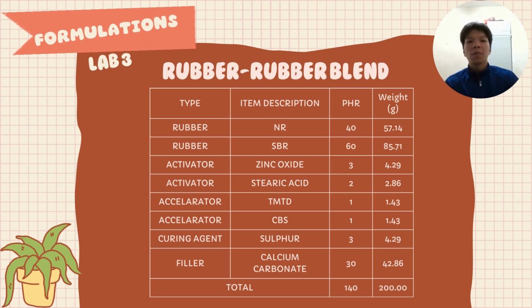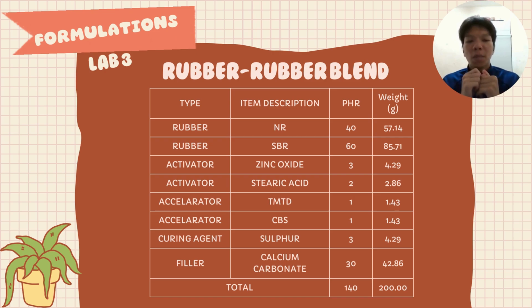The basic procedure starts with material selection and material weighing. After weighing, we proceed with the milling of rubber. We will start milling with natural rubber, followed by synthetic butadiene rubber. After they mix, at around 3 to 4 minutes, we will be adding, first, the filler calcium carbonate, which is 42.86 grams.